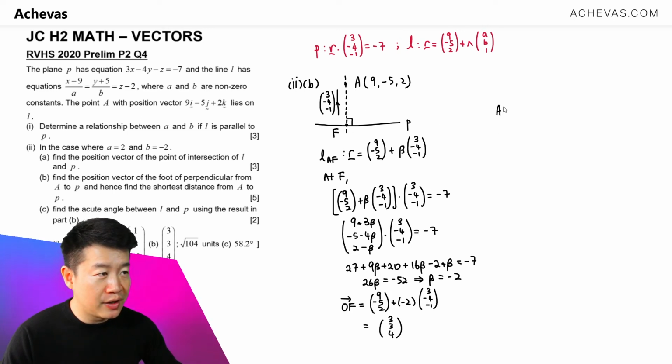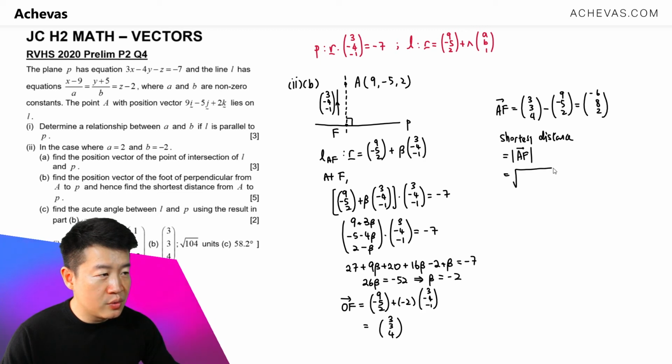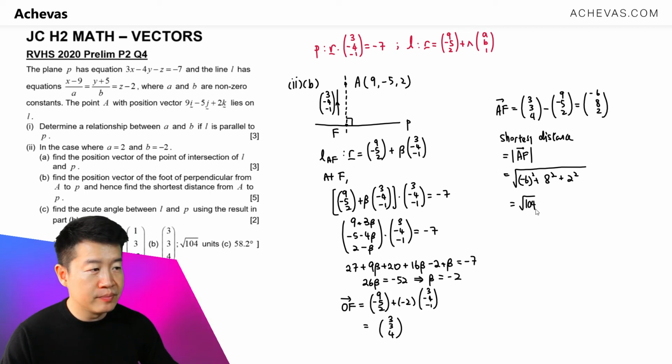So let's try to find the vector AF, which is going to be vector OF, 3, 3, 4, minus away the position vector of A, which is 9, -5, 2. So vector AF is equal to -6, 8, 2. So the shortest possible distance that the question is asking for, shortest distance, is going to be modulus of AF, which is going to be square root of (-6) squared plus 8 squared plus 2 squared. So my final answer here is going to be square root of 104.